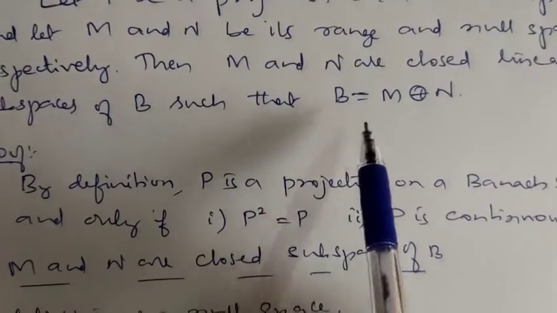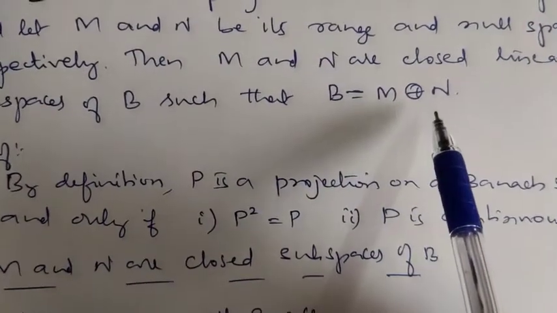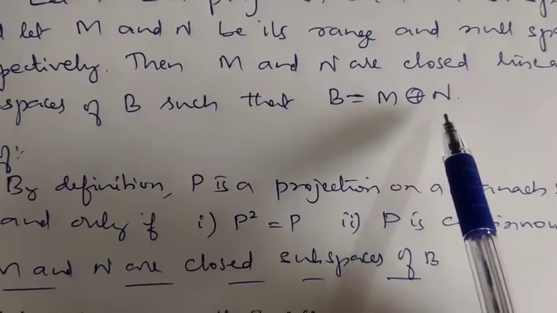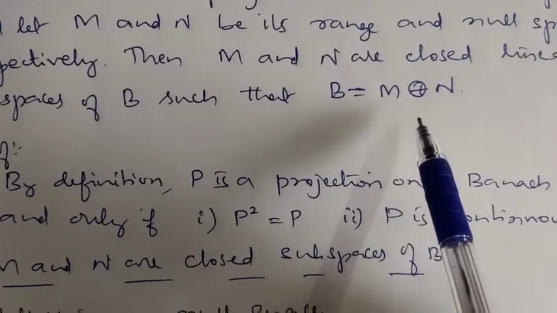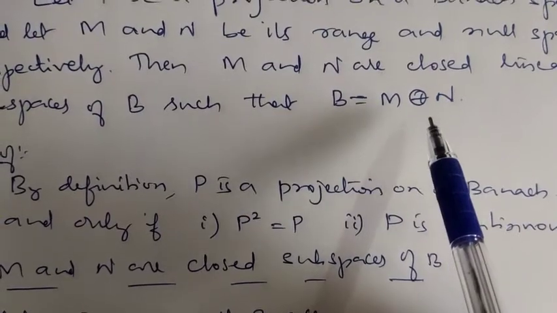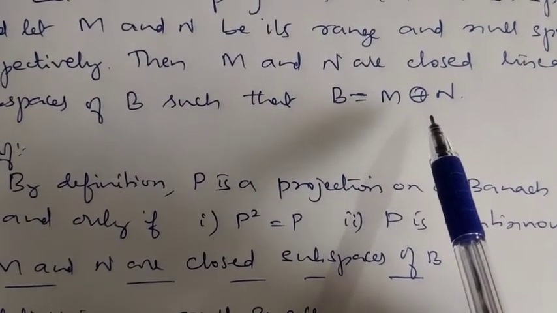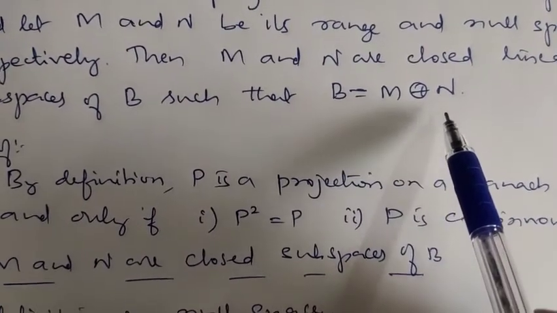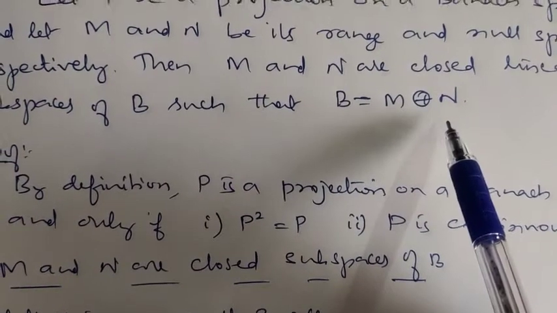Now we need to show B is the direct sum of these subspaces, B is equal to M plus N. This we already proved in the previous class itself. We have shown that if M and N are the range and null spaces of a projection on a Hilbert space H, then H is equal to M plus N itself.